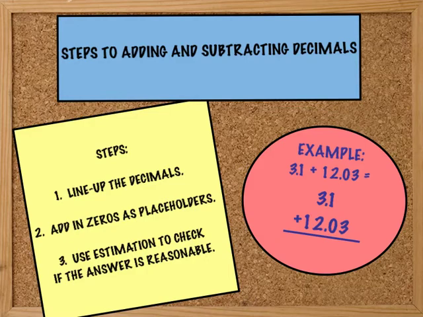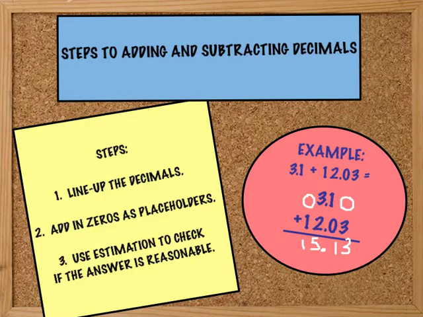3.1 plus 12.03. First we line up our decimals. Here they are. Next, we add in our phantom zeros, and we're using those as placeholders. Now we go ahead and add. 0 plus 3 is 3. 1 plus 0 is 1. We bring down our decimal. 3 plus 2 is 5. 1 plus 0 is 1. And so our answer is 15 and 13 hundredths.